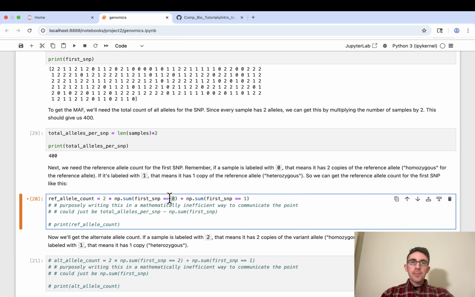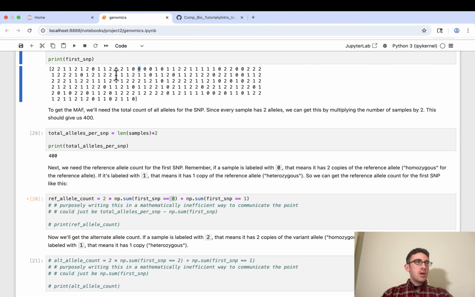If you remember, I made a simplifying assumption for this data set that there's only one possible alternate allele for each SNP. That's not always going to be a realistic assumption in real data sets. Sometimes you have SNPs that have more than one possible alternate allele. But for this data set, I assumed only one. So if someone has a 0 for their genotype for a SNP, that means they have 0 copies of the alternate allele, which means they have 2 copies of the reference allele.